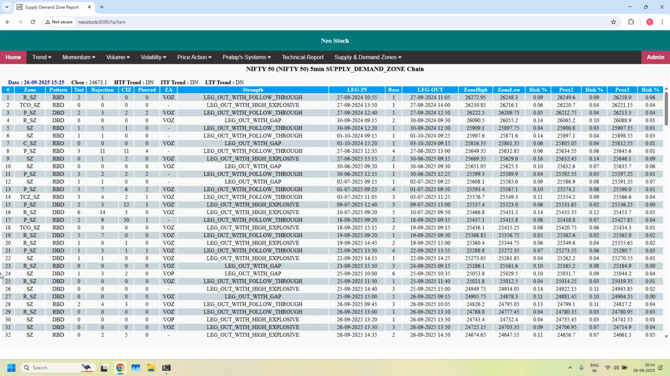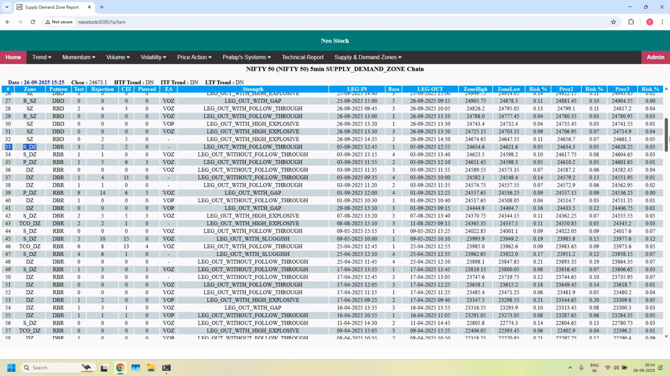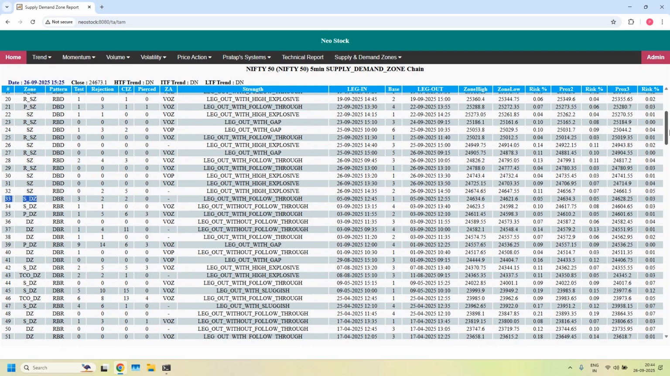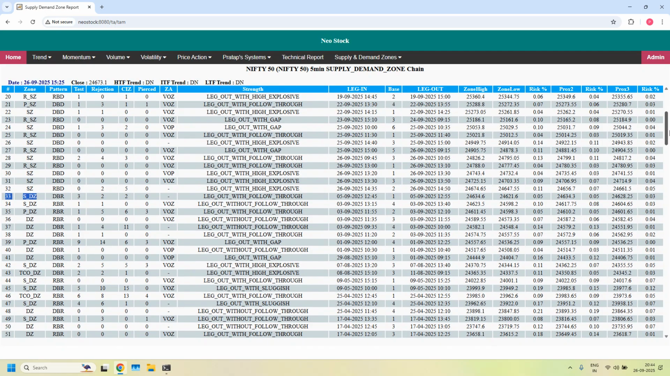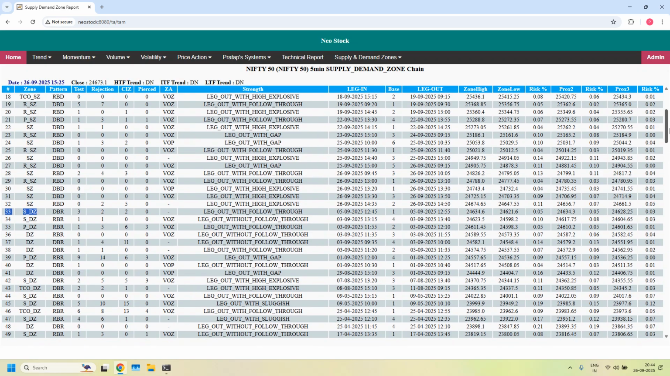And the nearest demand zone for the current closing price is not in this list. I'm scrolling the list down because all are supply zones. And the nearest demand zone is at serial number 33. I will adjust in the middle of the page. Okay. So this is NIFTY supply demand zone chain report generation.